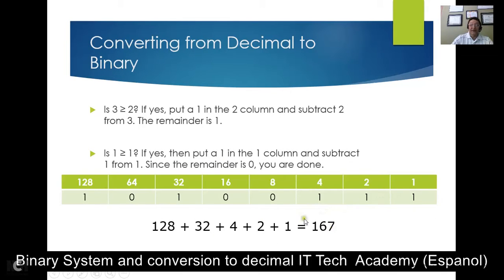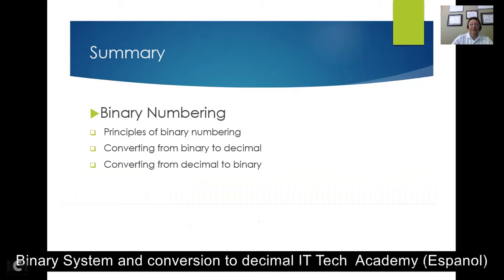So 167, this is the representation in binary. Very easy to do. Just try some examples, and you're going to be mastering the conversion from binary to decimal and decimal to binary.